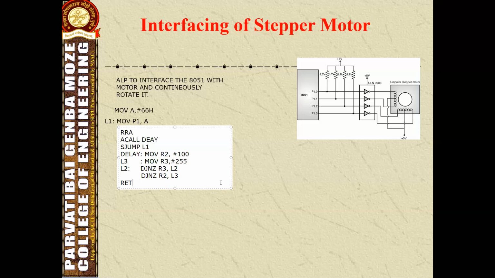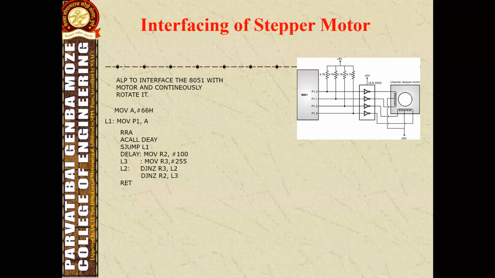So this is the program. What we have to do is load an immediate value into the accumulator, and after that, that value is loaded to port 1 by using the accumulator. Then we rotate right the data present in the accumulator, and after that we call the delay for a certain amount. So I call the delay. After that we short jump to L1. Where is L1? L1 is here, again.